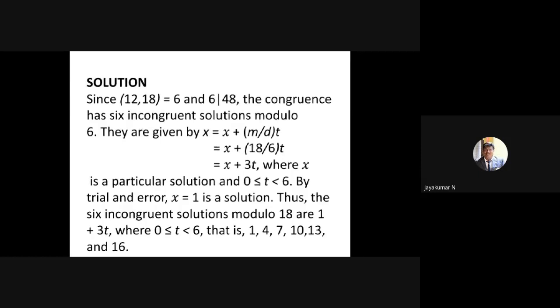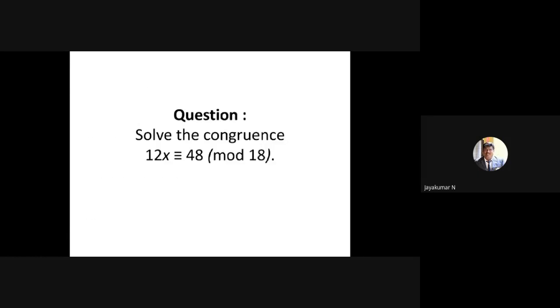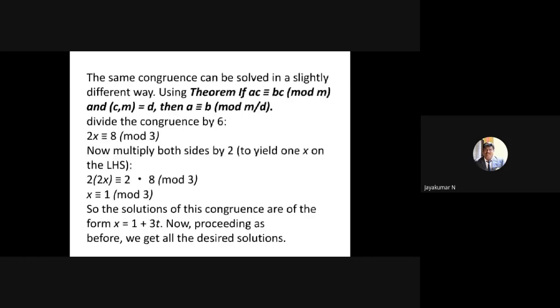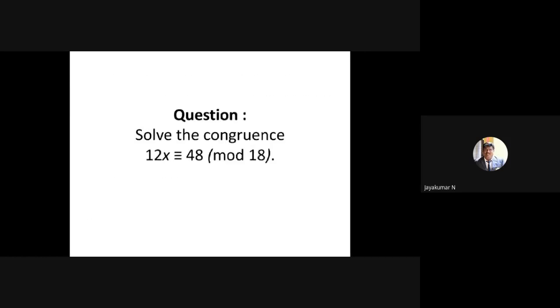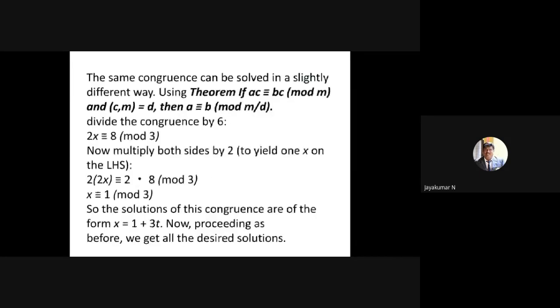Now put t equal to 0, you get x value will be 1. Put t equal to 1, x value will be 4. Put t equal to 2, x value will be 7. Okay. 10, 13, and 16 for the linear congruence 12x congruent to 48. The linear congruence was found by 2 methods: the general method, and the other one based on the theorem.